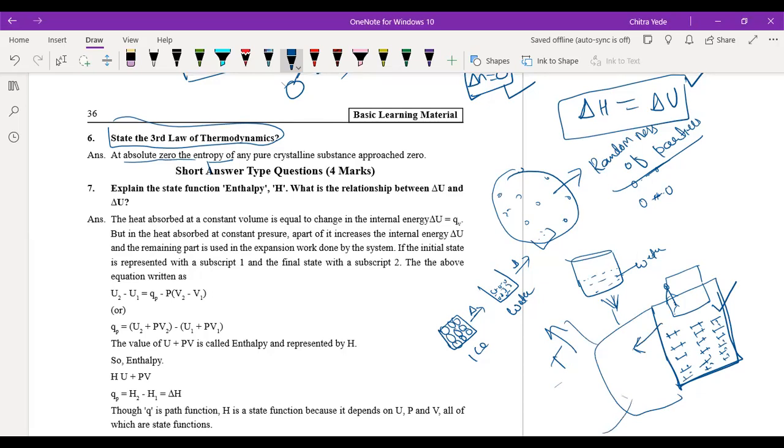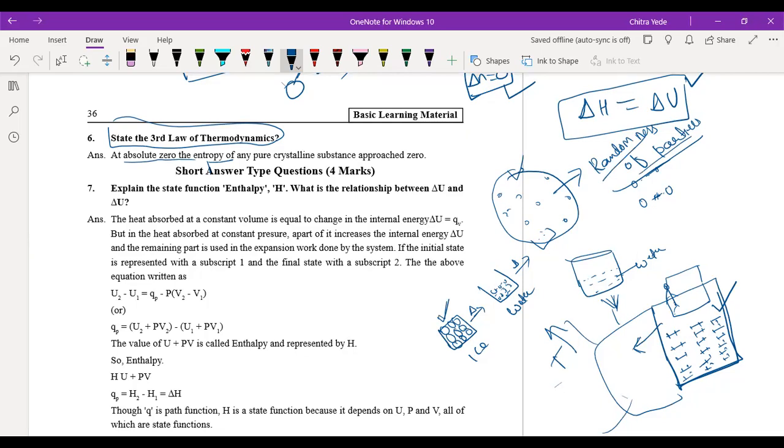So entropy is nothing but the extent of randomness of particles. If particles are more random, the entropy will be more, and if particles are less random, the entropy will be less. In the case of ice, entropy will be very low, and in the case of gases like vapor, entropy will be more.